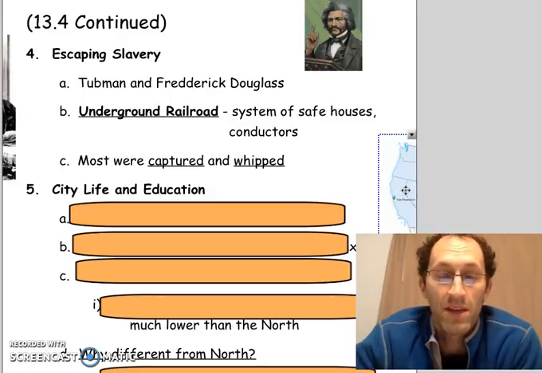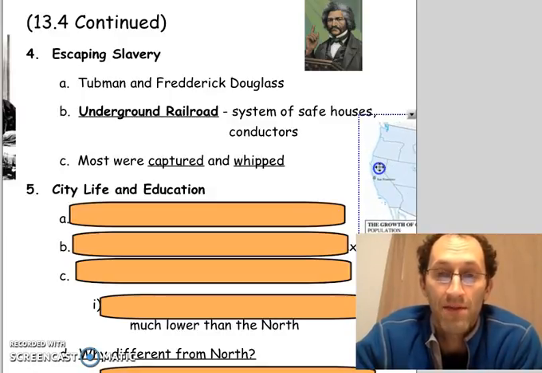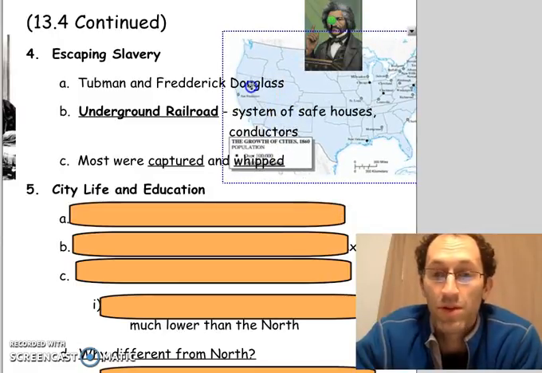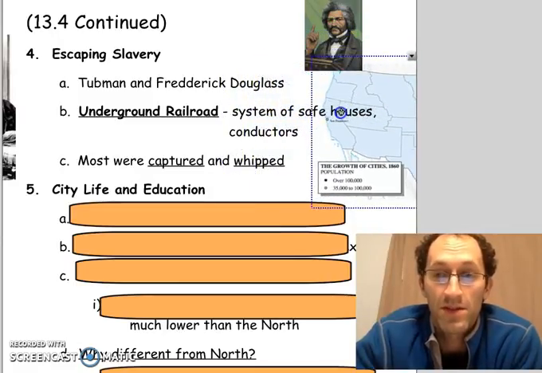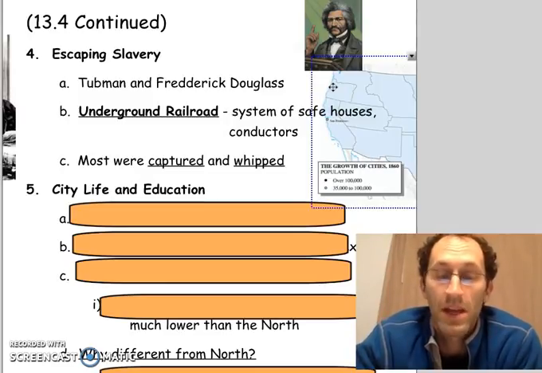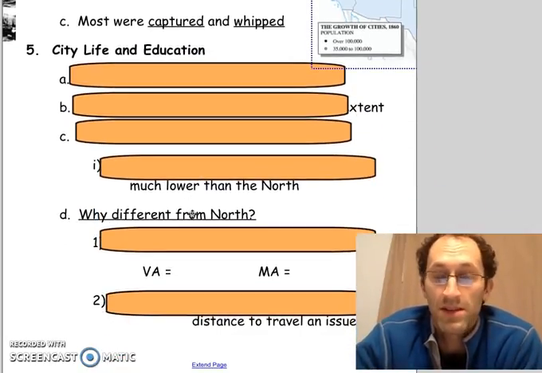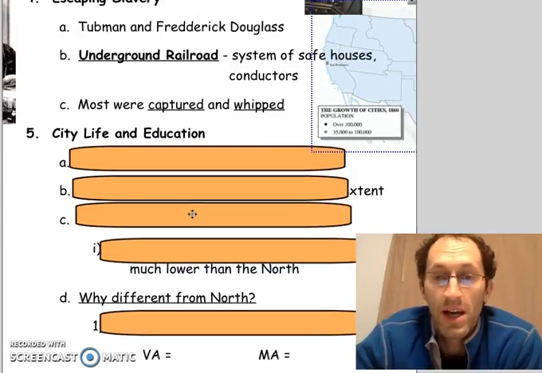Some of them may have even been free African Americans. Yep, I said that right. Free African Americans would have been picked up off the street and blamed before trying to escape, even though they might have free papers, and they would have been shipped down south and turned into slaves. That did happen. Final point is about city life and education.